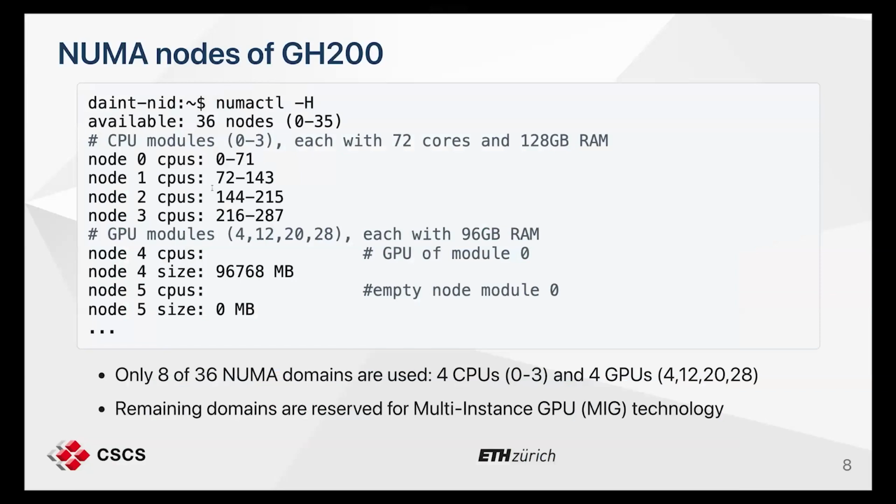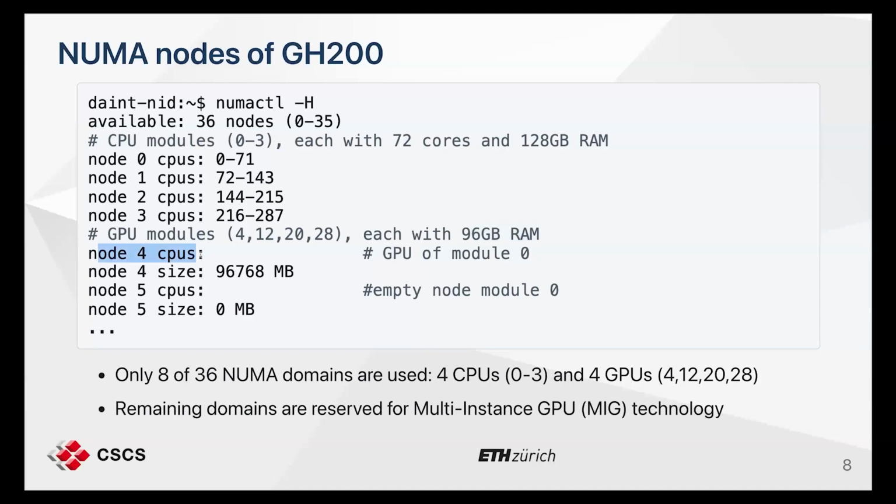Okay, so to see this information, you can just use numactl -H for hardware on any node on Daint or on Alps. This will report 36 nodes for you. So there are 4 CPU NUMA nodes that we reported, each with 72 cores and 128 gigabytes of RAM. And then the GPU modules 4, 12, 20, and 28, each with 96 gigabytes of RAM.